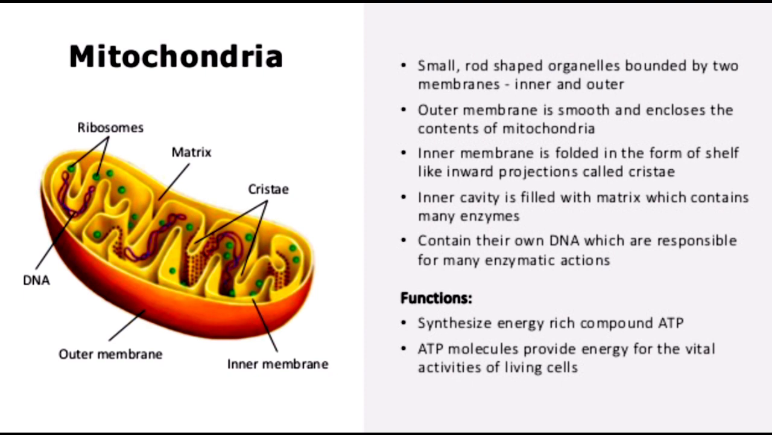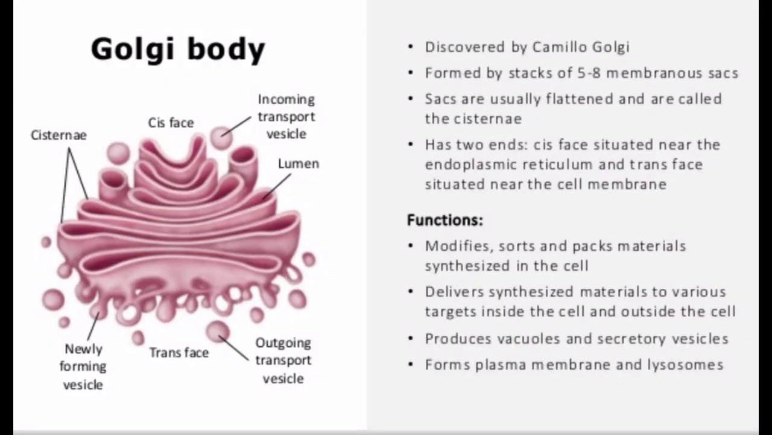The second function is to contain enzymes for cellular respiration, which convert the stored energy of food into usable energy. The energy is stored as ATP molecules, which are known as energy currencies of the cell. The mitochondria are also regarded as biochemical machines of the cell, as they help in various metabolic activities of the cell. Next, we will discuss about Golgi apparatus.